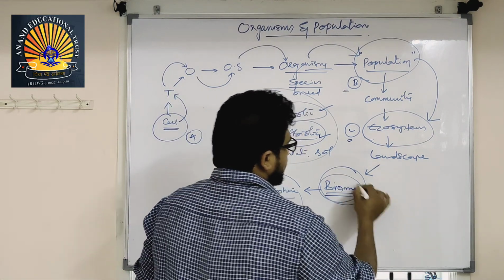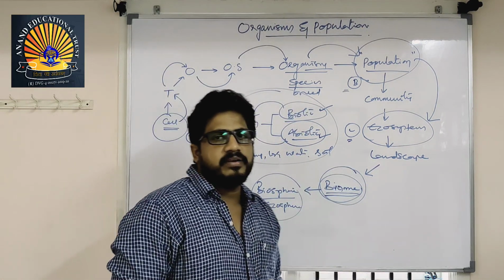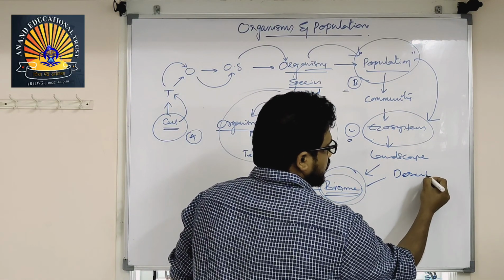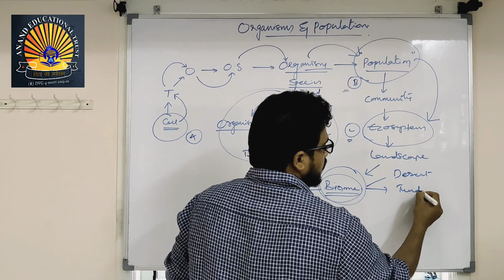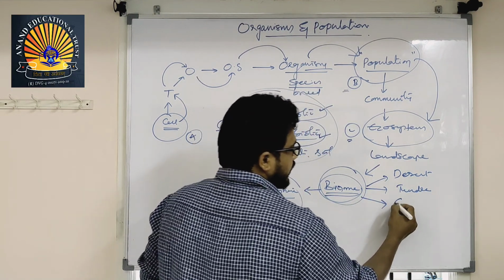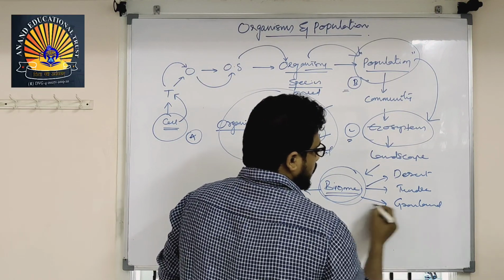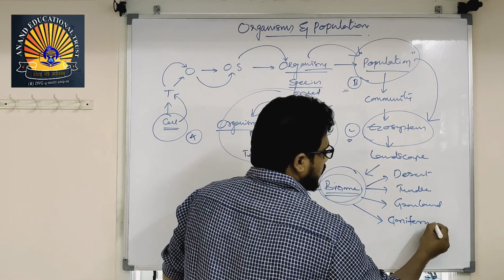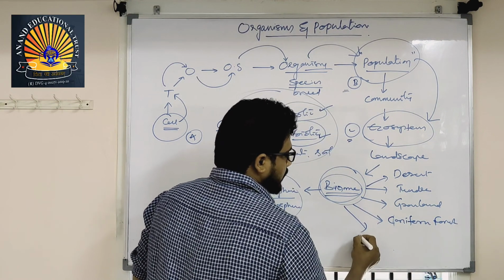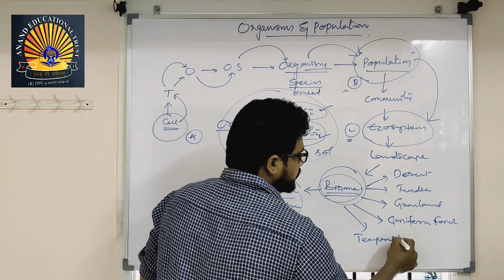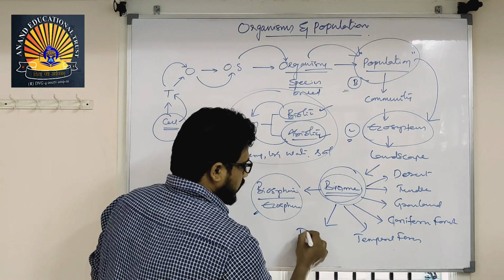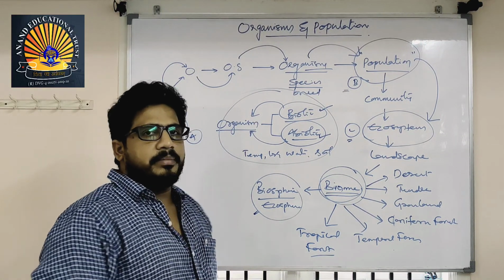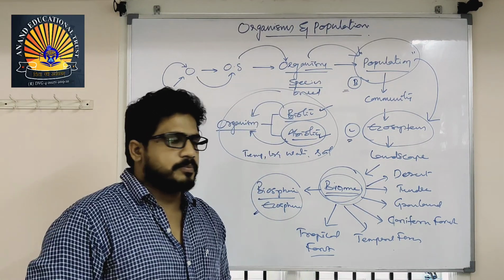Biome. What is a biome? It is a particular area which is composed of a group of landscapes. The biome may be a desert. The biome may be a tundra. The biome may be a grassland. A biome may be a coniferous forest. A biome may be a temperate forest. And it also may be a tropical forest. A biome is decided by mean average temperature and mean average precipitation.